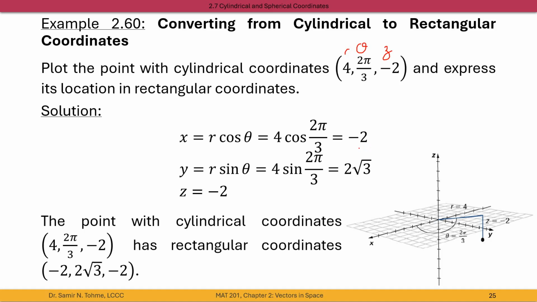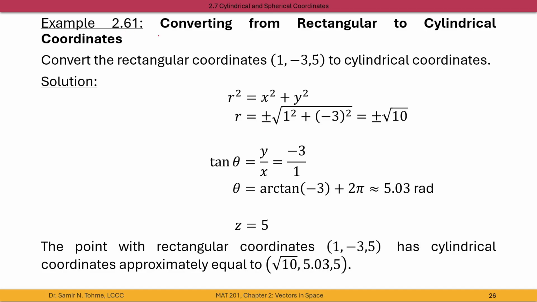Replace and calculate, you're going to get minus 2 for x and 2 radical 3 for y, and z is equal to z in both rectangular and cylindrical coordinates. This means that z is equal to minus 2. So the point with these cylindrical coordinates has rectangular coordinates minus 2, 2 radical 3, and minus 2.